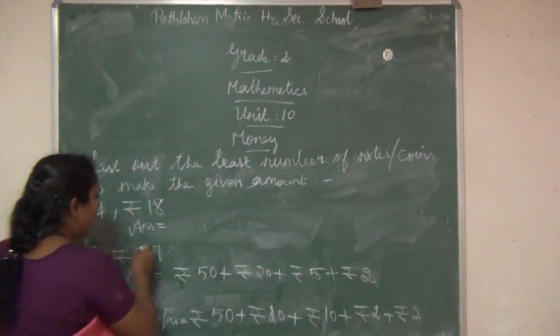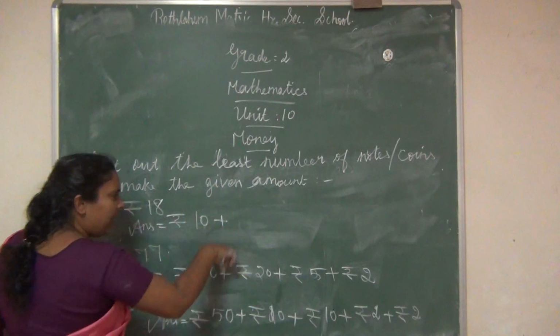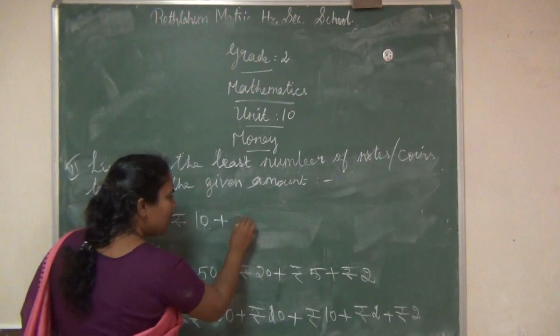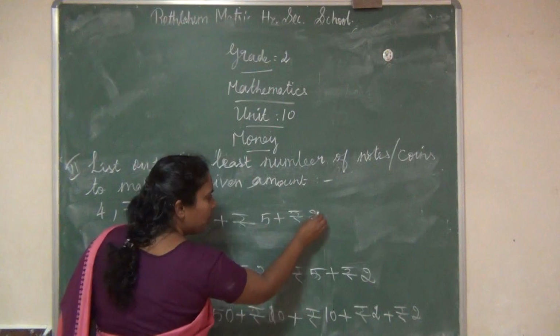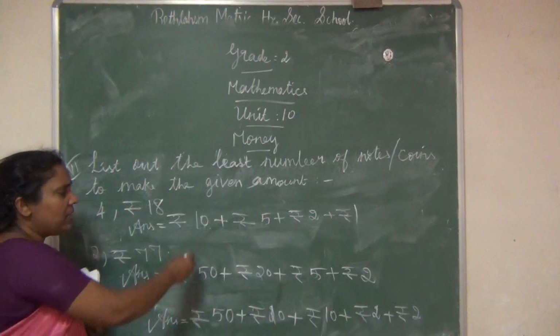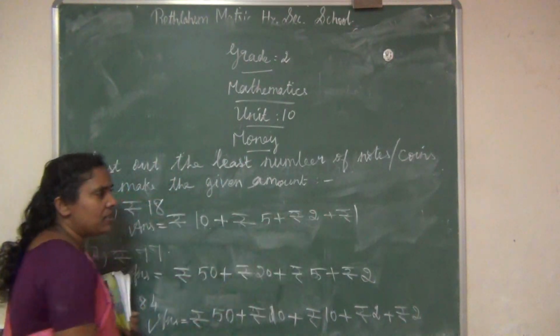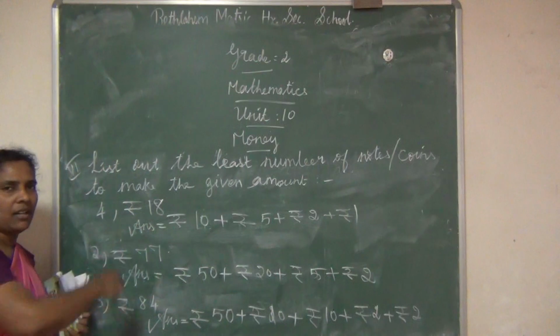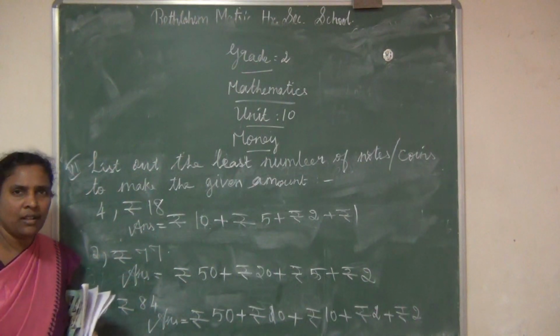So listen. To get the answer 18, first we need a 10 rupee note plus rupees 5 plus rupees 2 plus rupees 1. So if you are adding 10 plus 5, 15. 15 plus 2, 17. 17 plus 1, 18. Have you understood? Is it easy now? Yes.